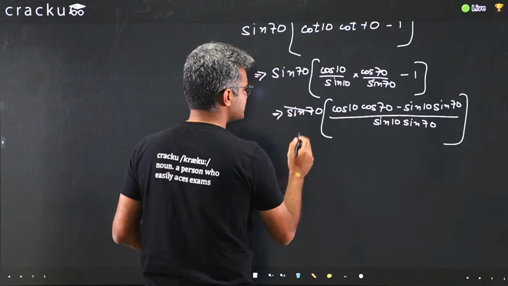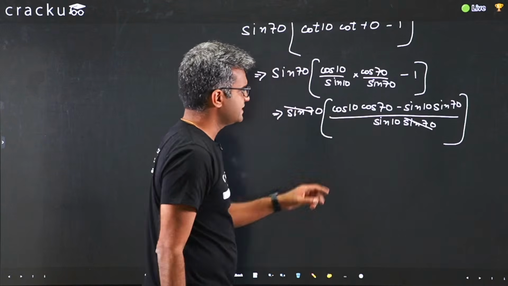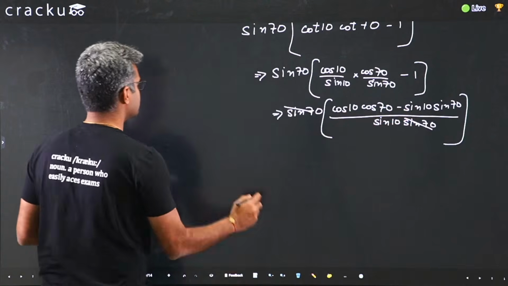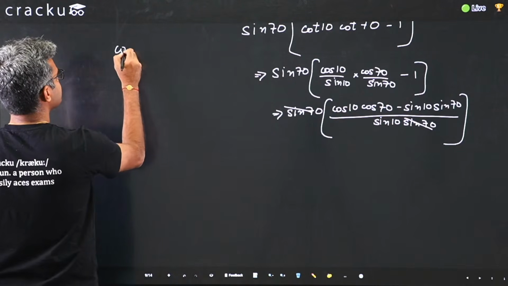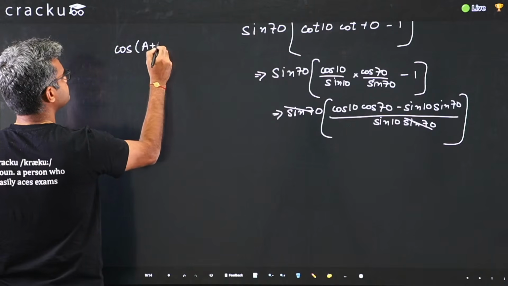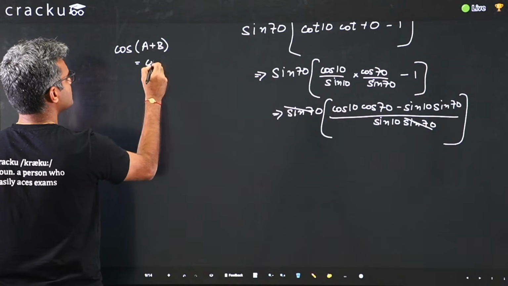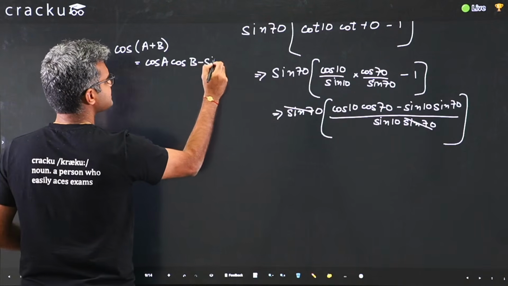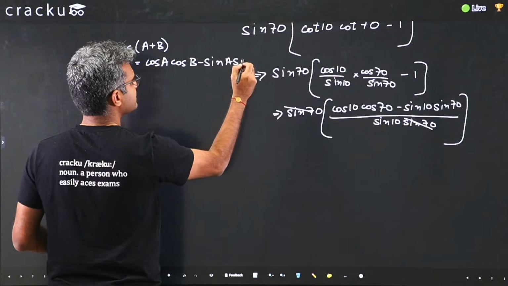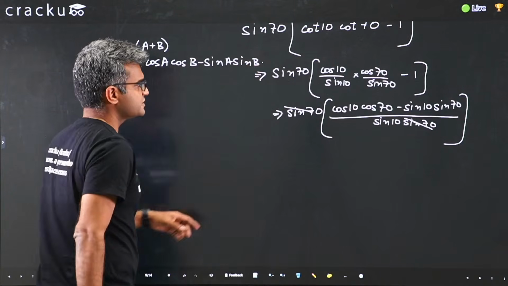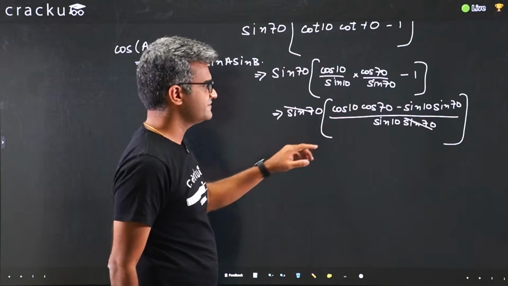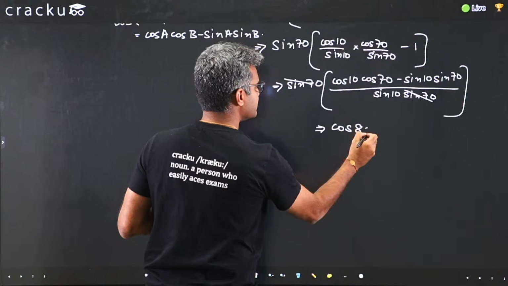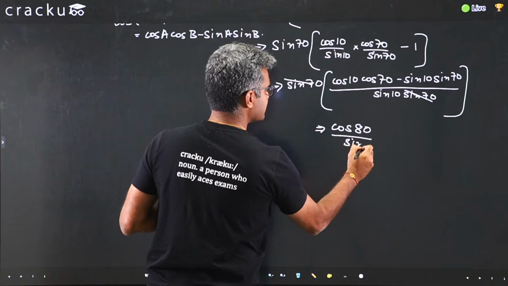You can cancel one sine 70 outside and one sine 70 inside. This is of the form cos A cos B minus sine A sine B. We know that cos of A plus B is equal to cos A cos B minus sine A sine B. So this is equal to cos of 10 plus 70, which is cos 80. So the given expression is cos 80 divided by sine 10.